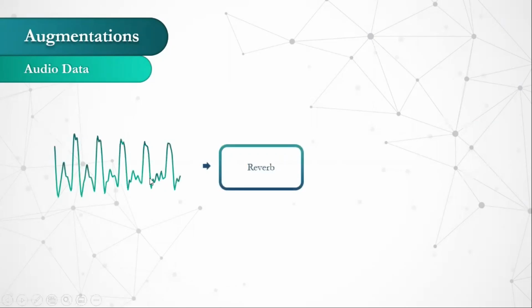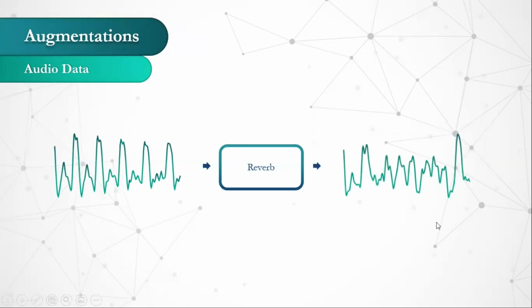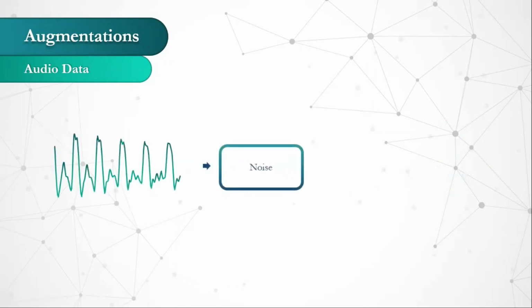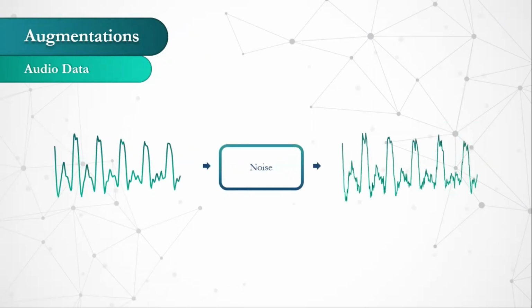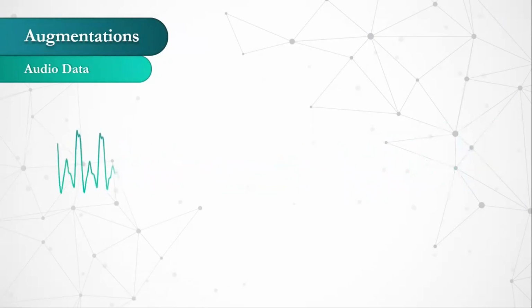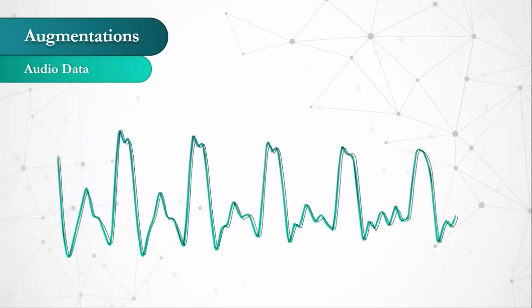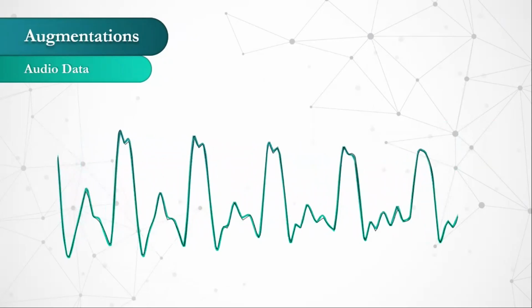This is a small portion of a data sample in the training dataset. Upon applying reverberation augmentation here, we can observe that there are slight changes in the audio sample. We also randomly added Gaussian noise to the training sample, which made our data more noisy. Furthermore, we applied compression to the audio data. Here we can see that the compression added subtle changes to the time domain signal.